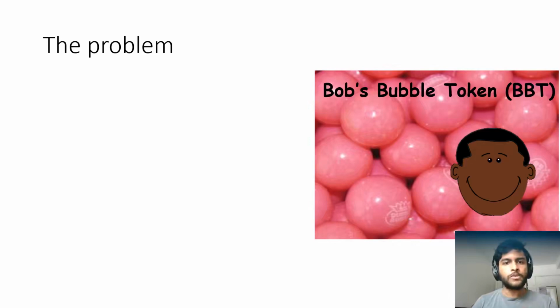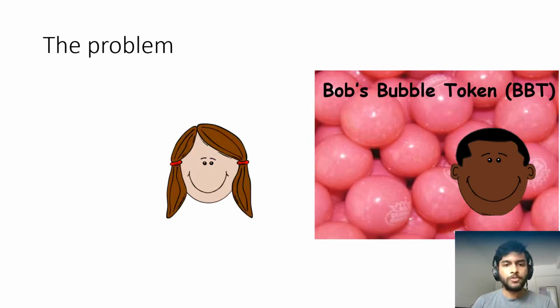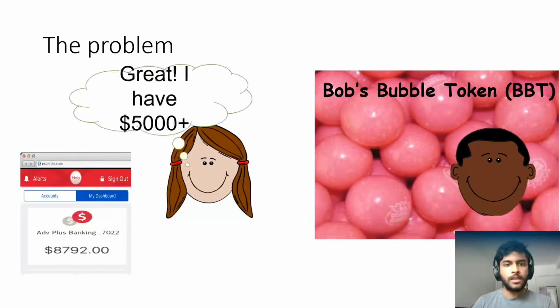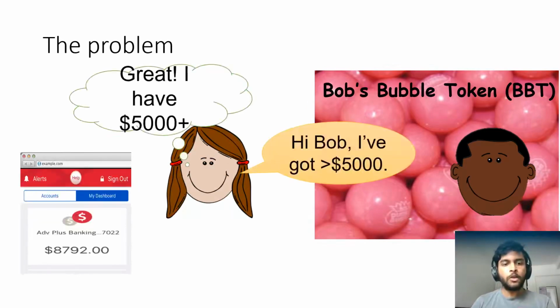So he sets the following rule. To buy up to 100 bubble token, you have to show that you have a bank account with your name on it and it should contain at least $5,000. This makes it hard for people to create fictitious identities. Alice comes along. She would like to participate in this token sale. She has the required amount, but how does she prove this to Bob?